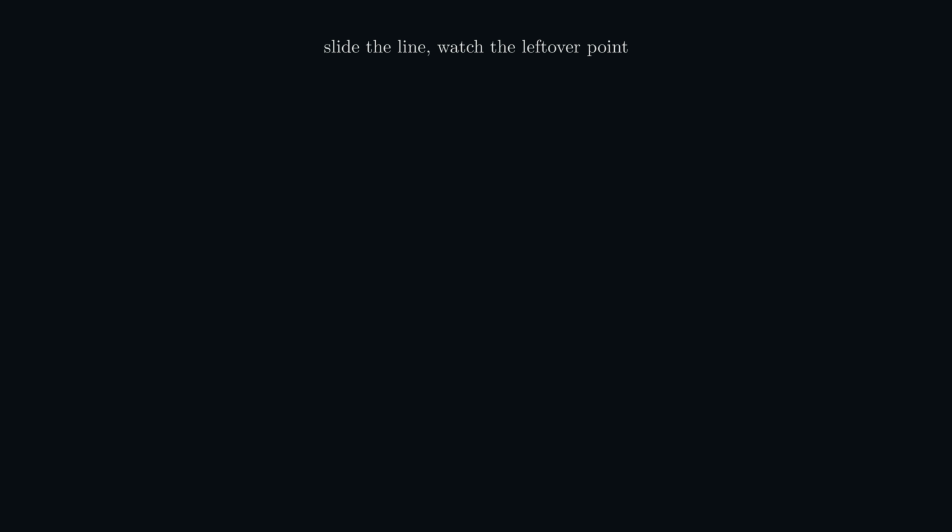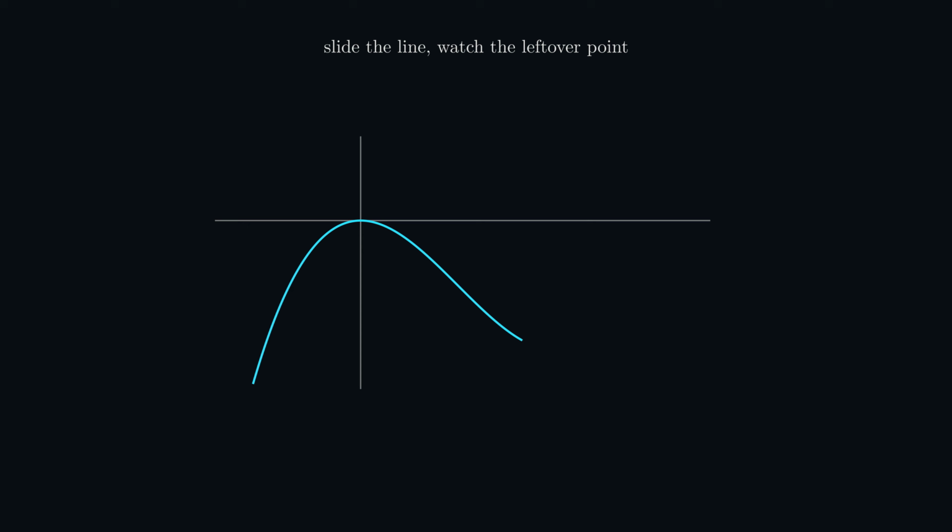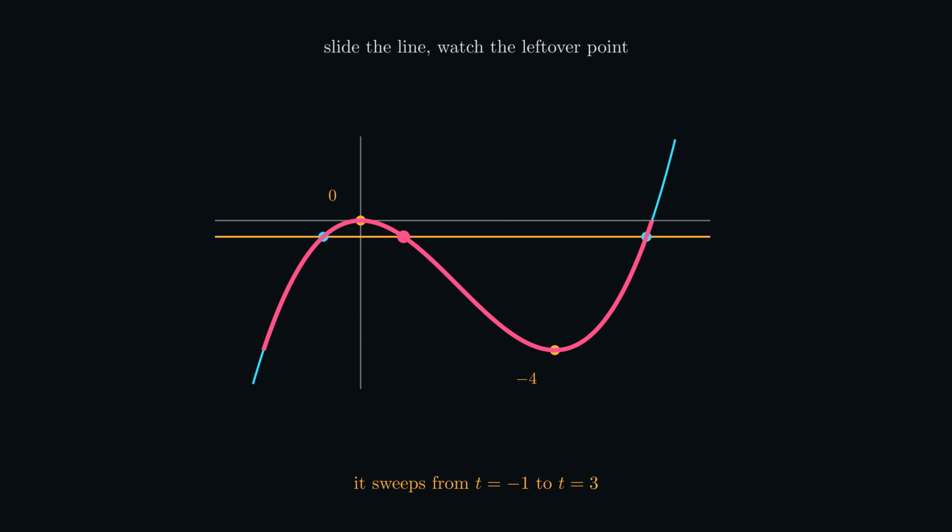So sweep the line and watch it move. First, the shape of the curve. Its derivative is 3t squared minus 6t, which is 0 at t equals 0 and t equals 2. The local maximum is 0 at t equals 0. The local minimum is minus 4 at t equals 2. Between those two heights and only between them, the horizontal line cuts 3 times.